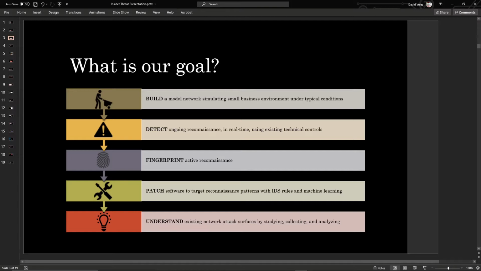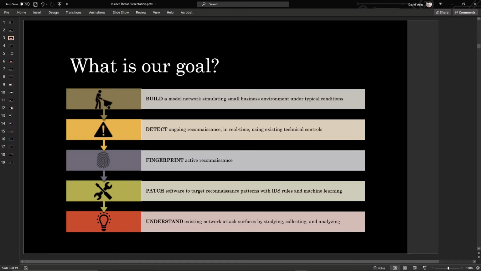Lastly, we intend to understand the presence of existing network attack surfaces by collecting network data, studying reconnaissance scans, and analyzing their behavioral patterns. We do all of this in order to further the knowledge base surrounding these often overlooked threats that exist in the internal network.